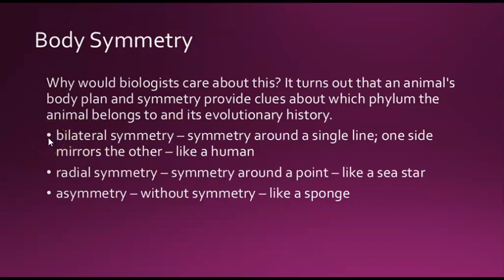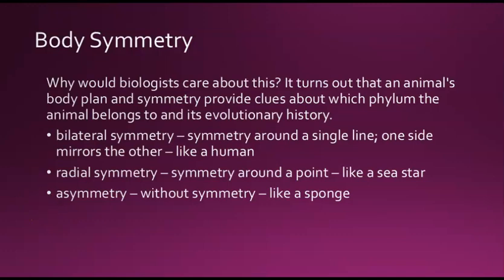The first one is called bilateral symmetry. It's symmetry around a single line. One side mirrors the other, like a human. The second type is called radial symmetry, which is symmetry around a point, like a sea star or a sea urchin. And then, of course, things like sponges are asymmetrical, meaning they don't have any symmetry. They're just kind of like a blob.